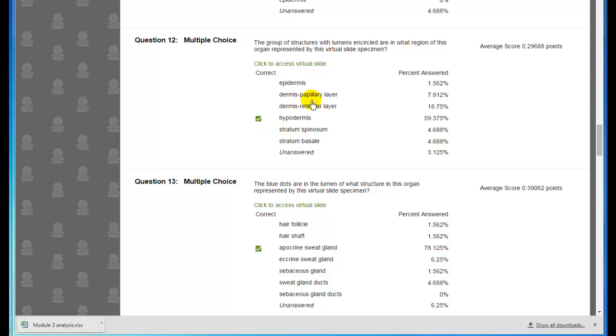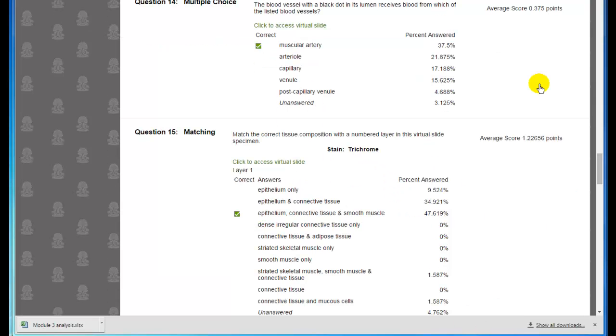Only one possible choice. They were definitely not in the reticular layer and not in the epidermis. Okay, question 14. The blood vessel with a black dot in its lumen receives blood from which of the listed blood vessels? Well, immediately you should be thinking not to identify the vessel that we're going to indicate, but to think about that vessel and where it receives blood from. What vessel is just before it in the circulatory system?